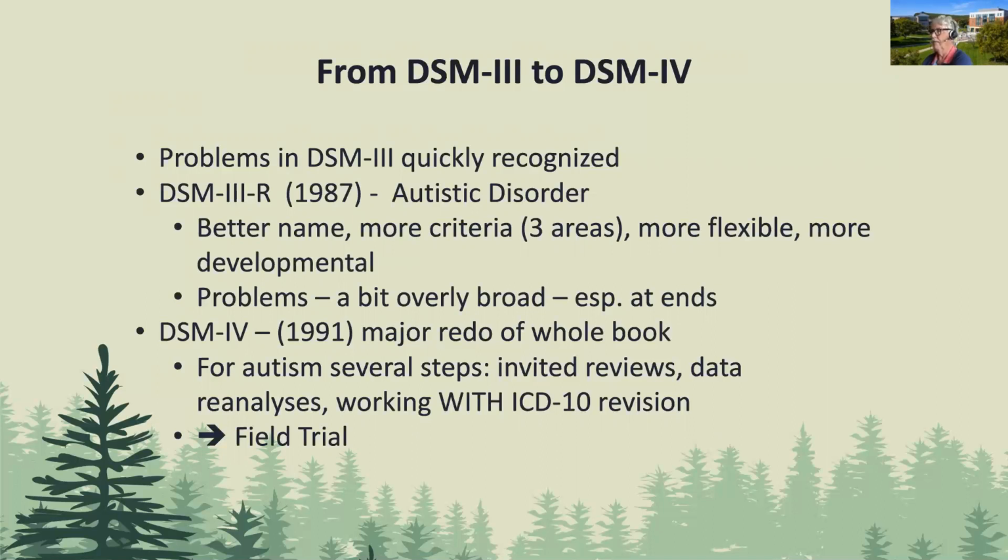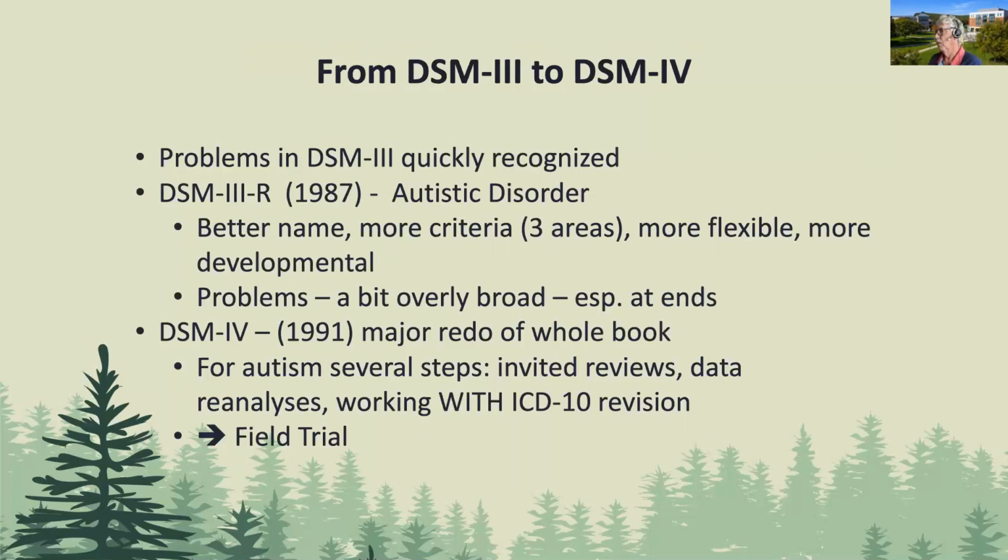It was a much more flexible definition. You could have a couple from one, a couple from another, up to a certain total. It was a very nicely developmentally oriented definition. It unfortunately was probably a little bit overly broad, especially at the ends of the spectrum of cognitive functioning. So there was a major redo very quickly in DSM-4.